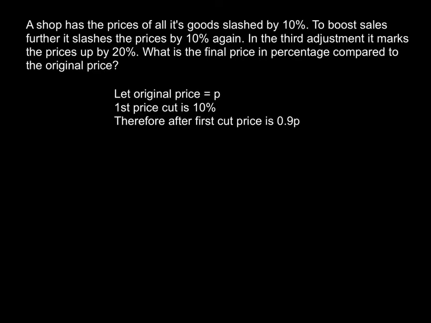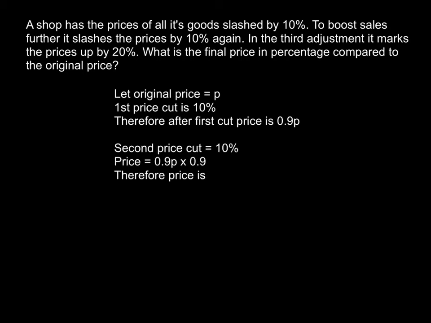If we let the original price of all the goods be equal to P, we can then work out what the price would be after the first price cut. If all of the goods have been slashed by 10%, that means they're at 90% of their original value, or 0.9p. If we need to make a second price cut from 0.9p, and we know that that is also 10%, we can multiply 0.9 times 0.9, or 90% of that value. Therefore, we will end up with a value of 0.81p.